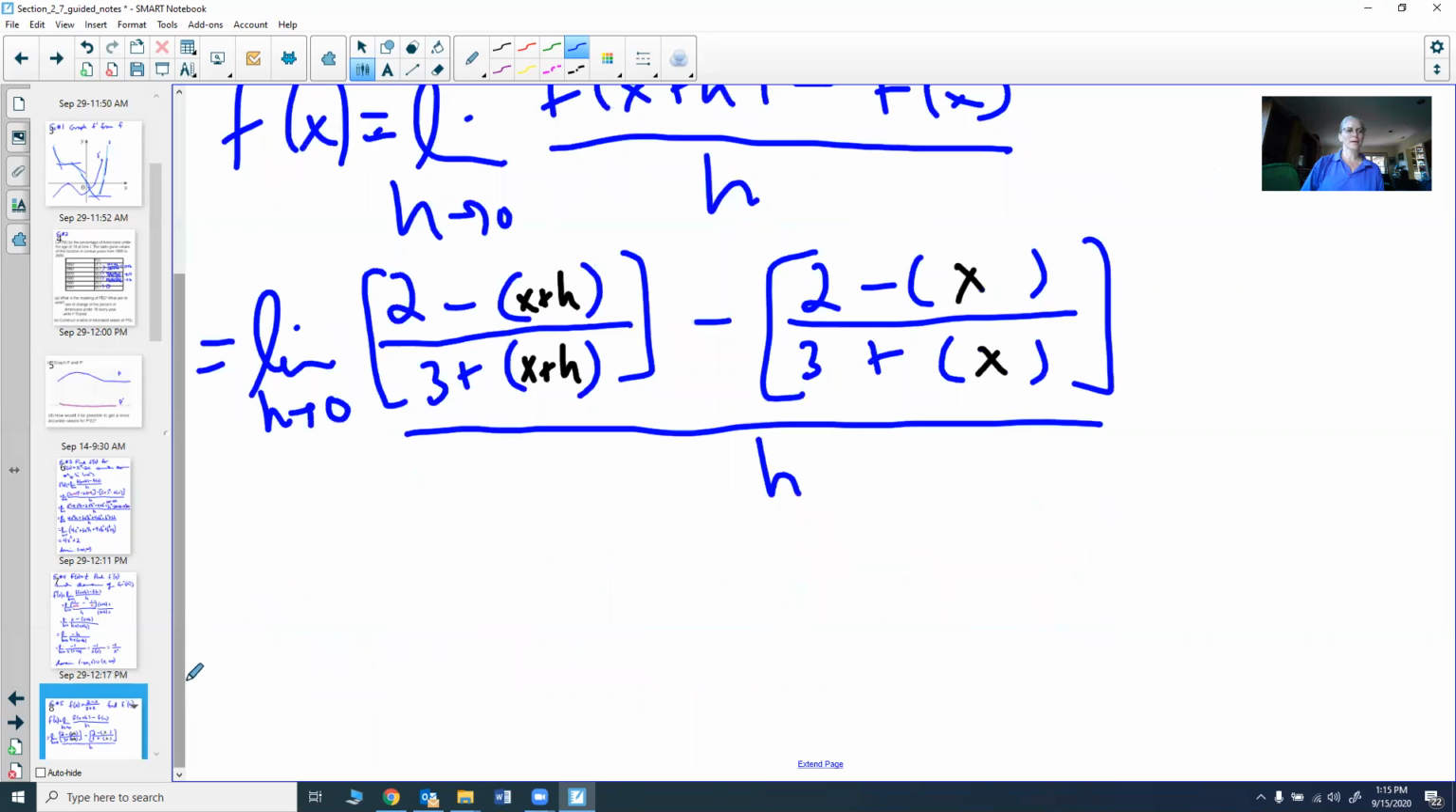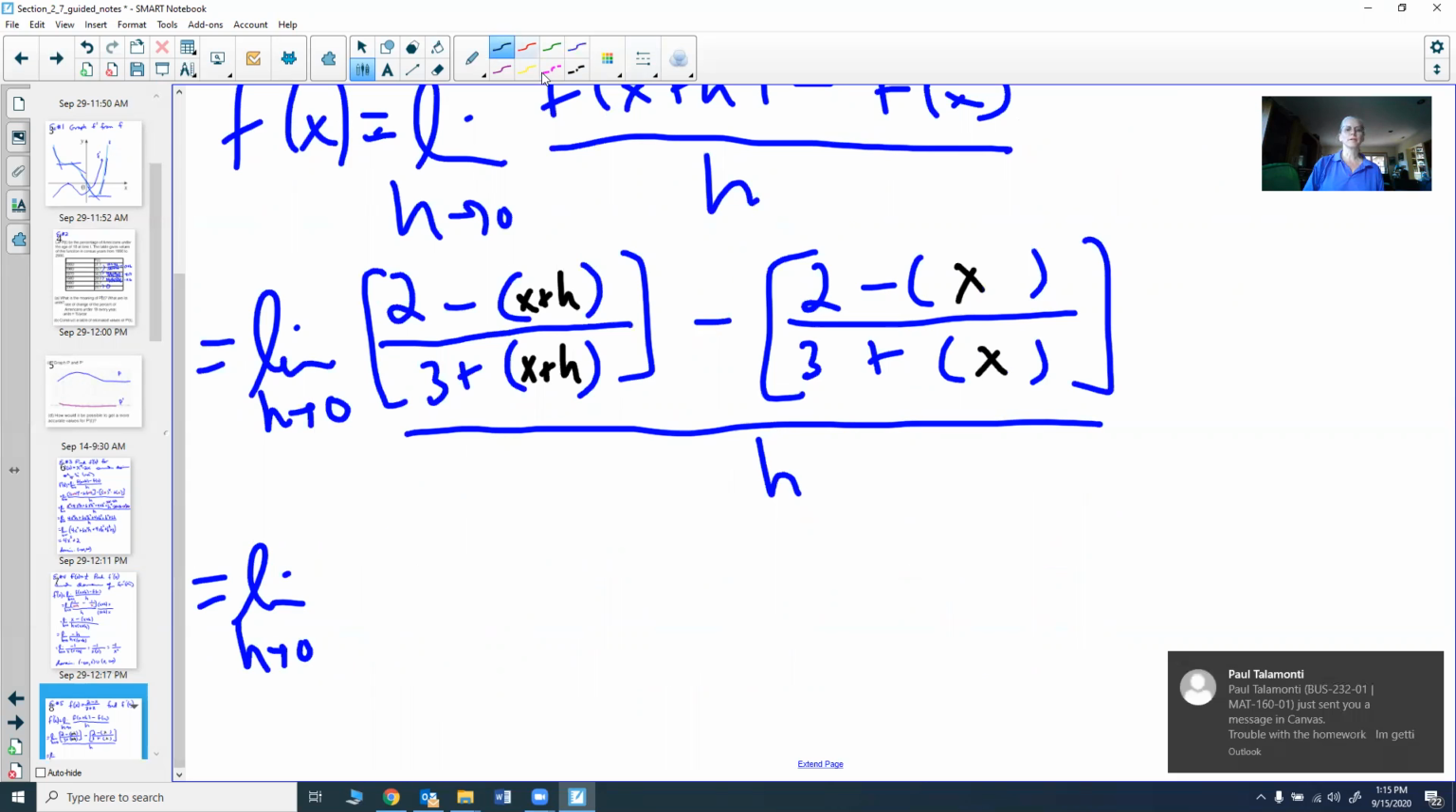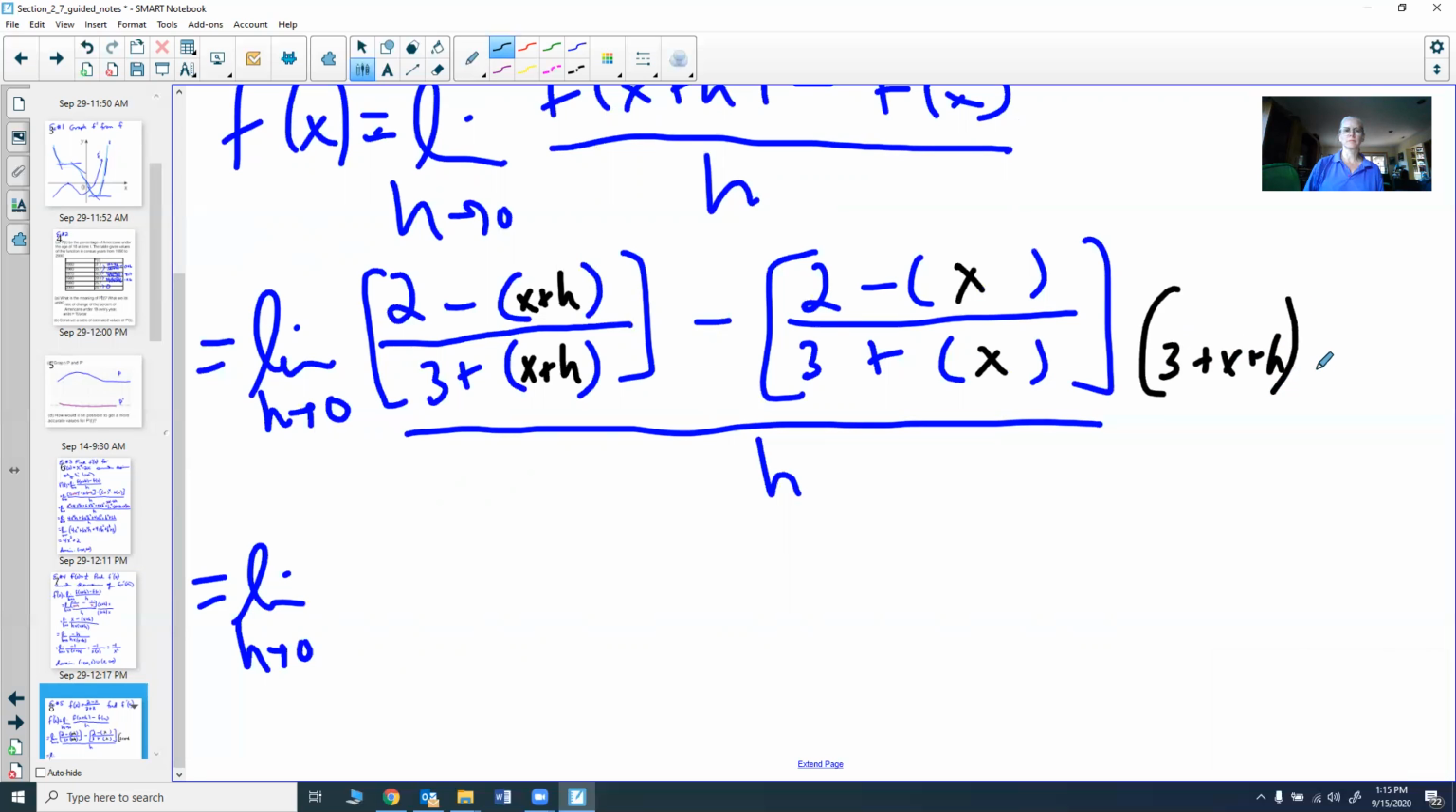So again, I've got a complex fraction. I've got a really ugly looking thing going on here. But the nice thing is I can just multiply by the lowest common denominator. And the lowest common denominator turns out to be 3 plus x plus h and 3 plus x multiplied together. So you just take your 2 denominators, multiply them together. That's your lowest common denominator in most cases when we're doing these.